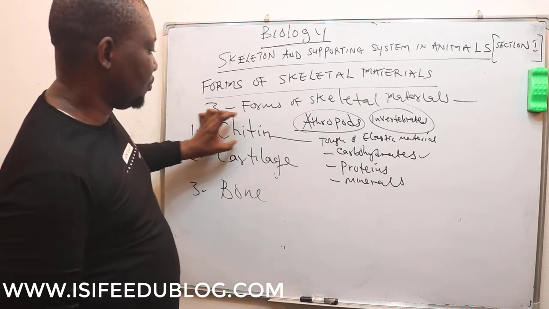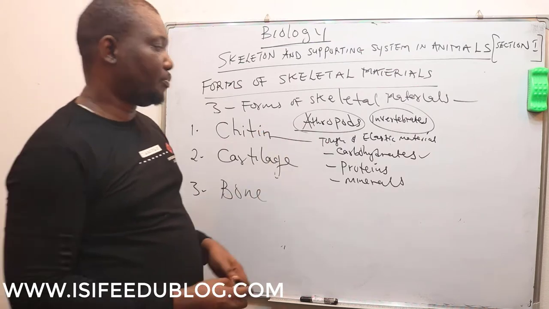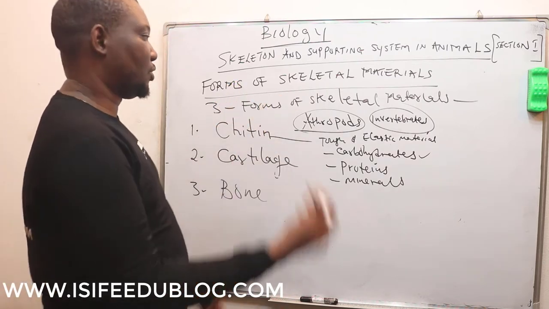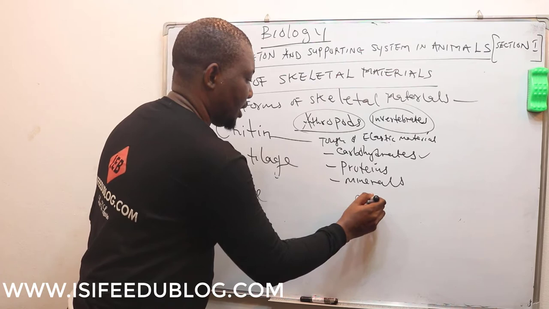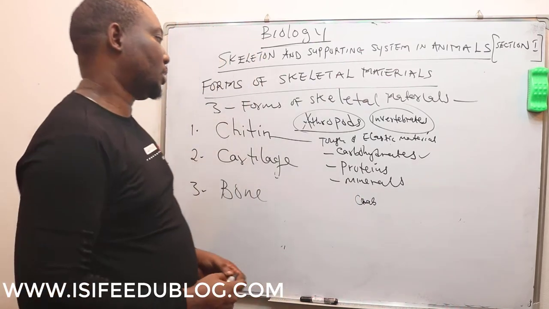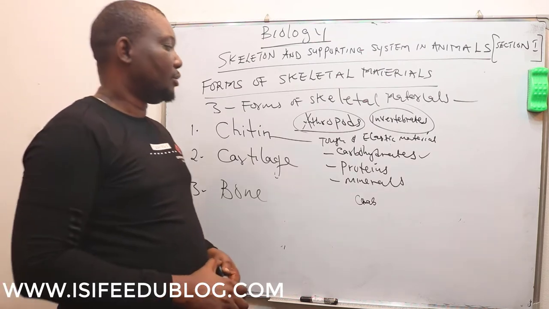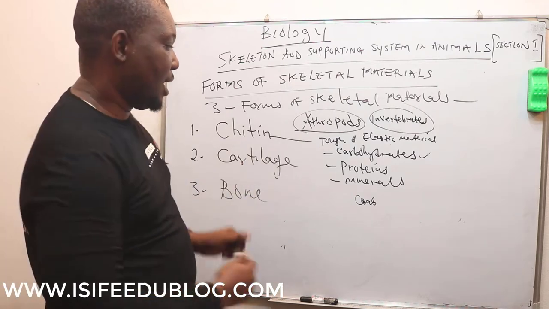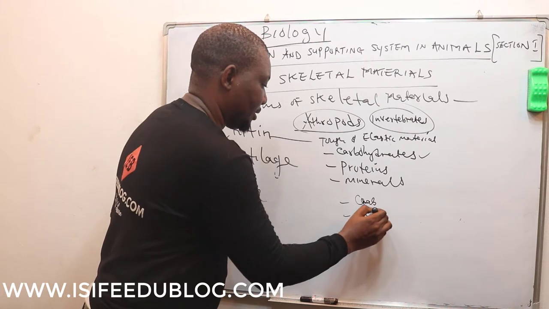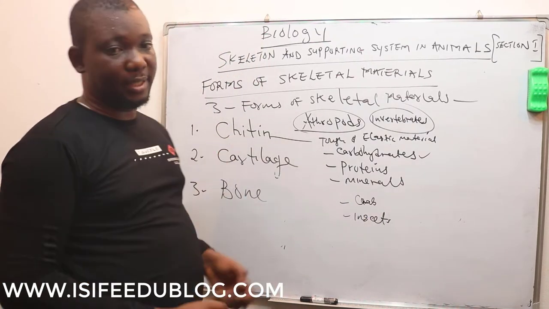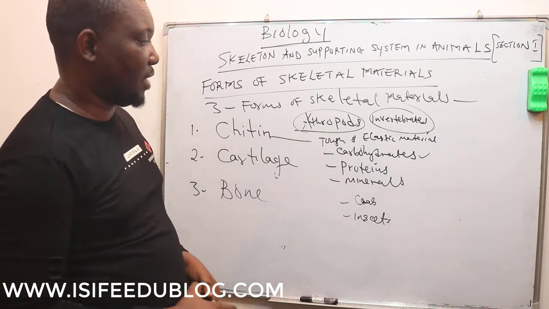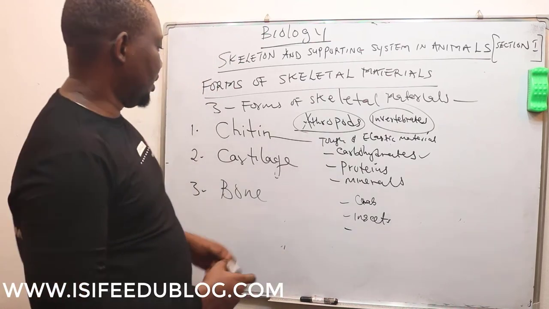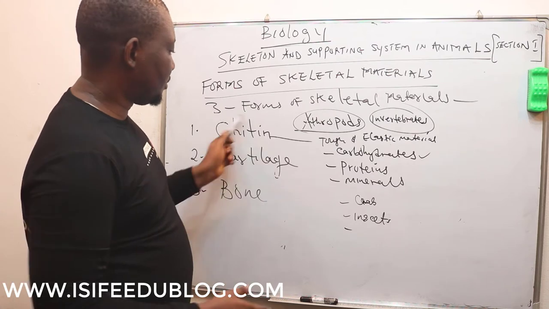An example of an organism with this type of skeleton is arthropods, such as crab. Crab belongs to a class of arthropods known as crustacea. Crabs or prawn have this kind of skeleton. And then insects. Insects also have the skeleton of chitin. Insects belong to the class of arthropods known as insecta.